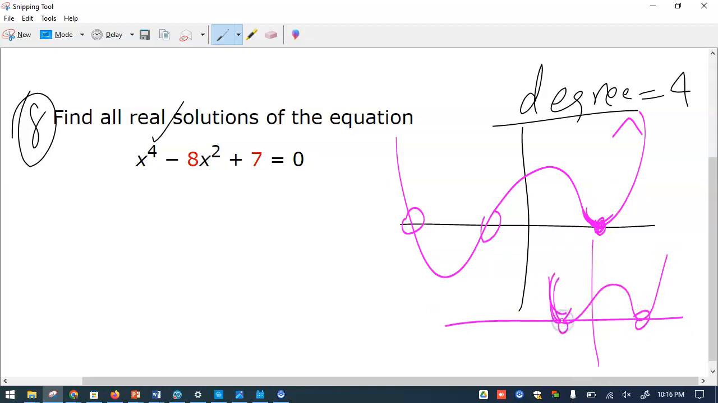So 2 zeros with multiplicity 2, right? So this kind of problem, all you do is you can write this as, let's reduce it to quadratic form.